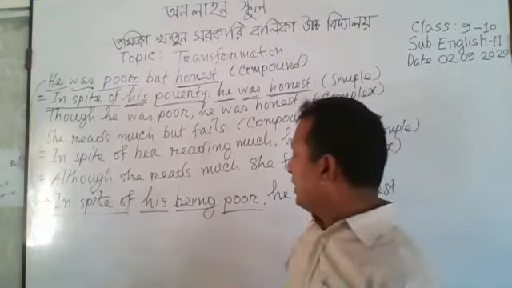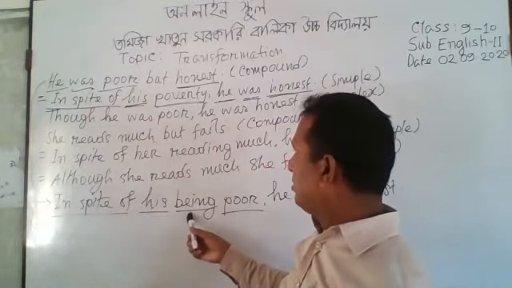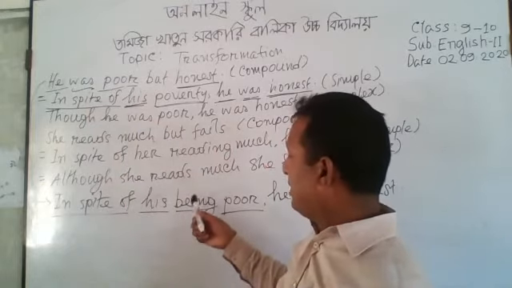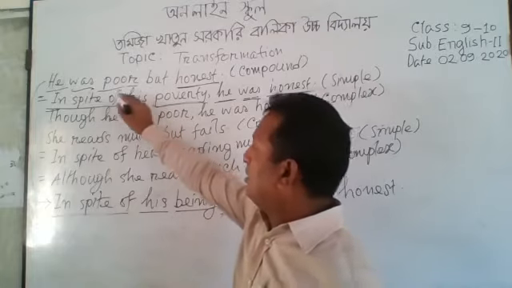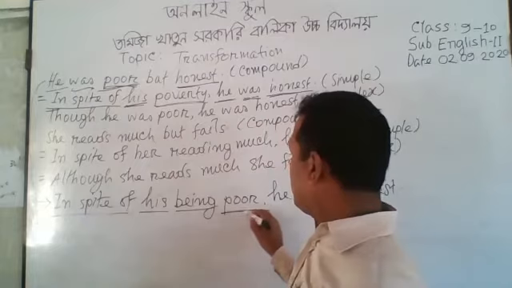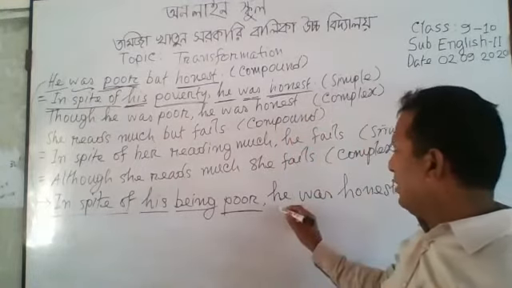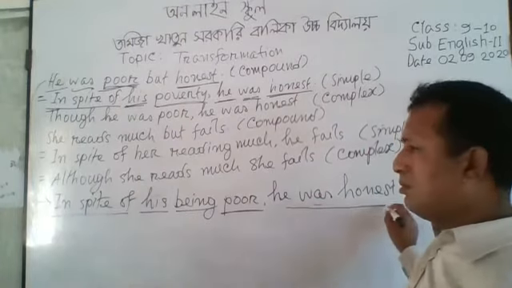Okay, so there is the verb being used, and if the verb is in the ing form, then it will remain unchanged. The adjective will not change. Okay. So: in spite of his being poor, he was honest.